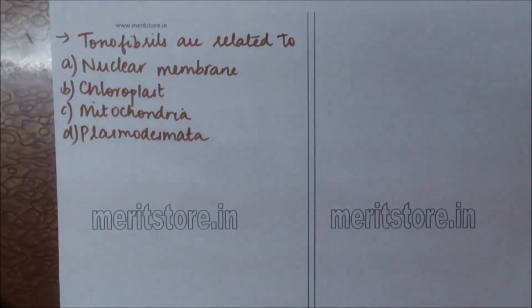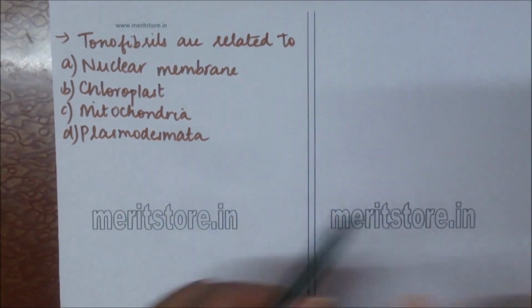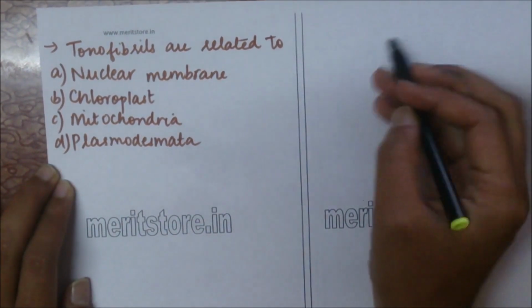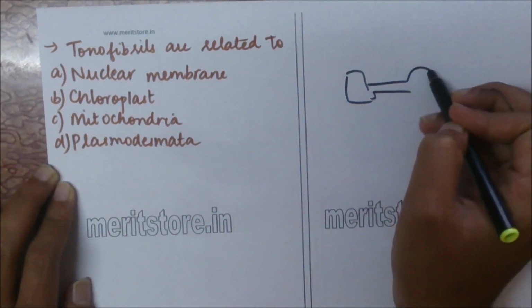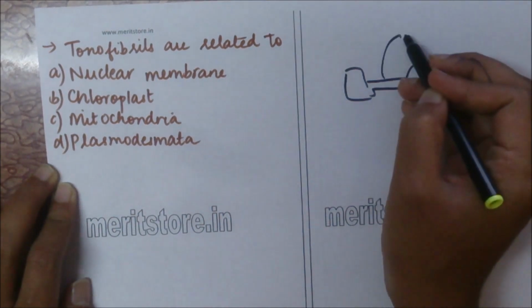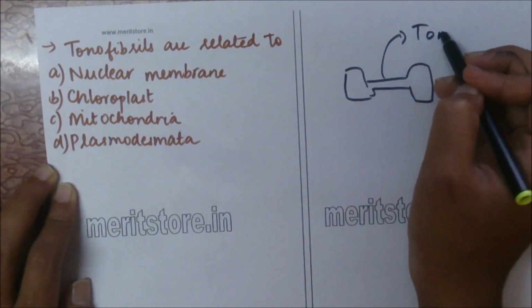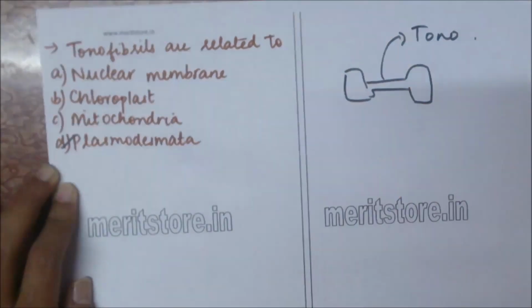Tonofibrils are related to A. nuclear membrane, B. chloroplast, C. mitochondria, D. plasmodesmata. Tonofibrils are in the cell walls of the cell connections known as plasmodesmata, made up of tonofibrils. So option D is the correct answer.